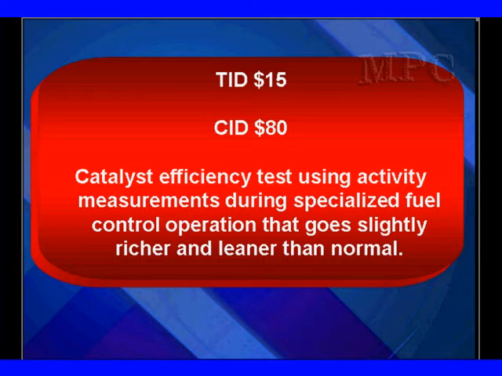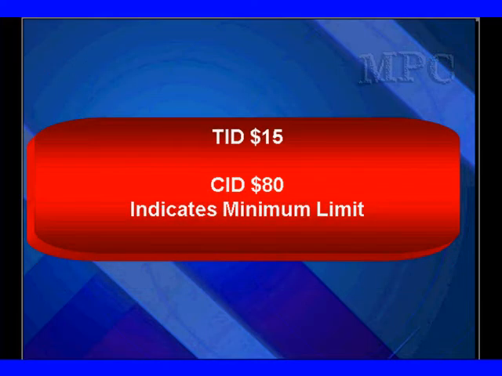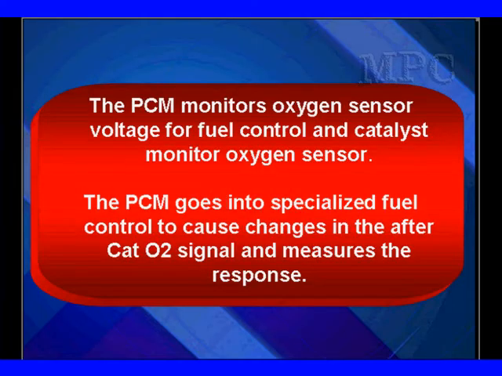This is test ID 15, component ID 80. It's catalyst efficiency testing using activity measurements during special fuel control operation that goes slightly richer than and leaner than normal. You're frequently going to see in this study of Chrysler Mode 6 that we continuously tie fuel control to after-catalyst testing. Now, the component ID 80 indicates we have a minimum limit.